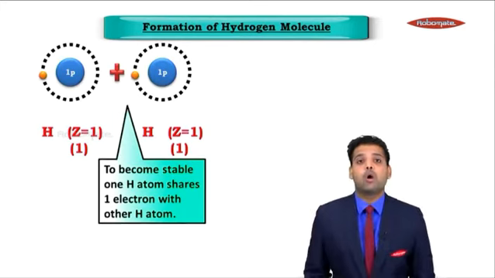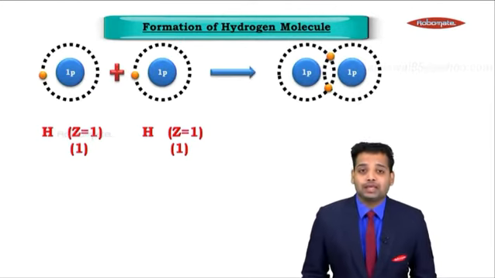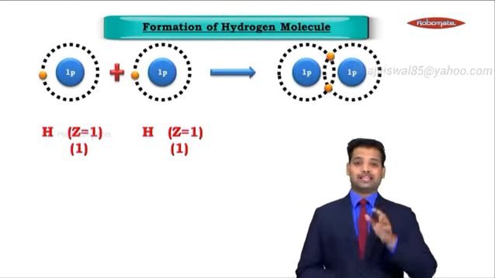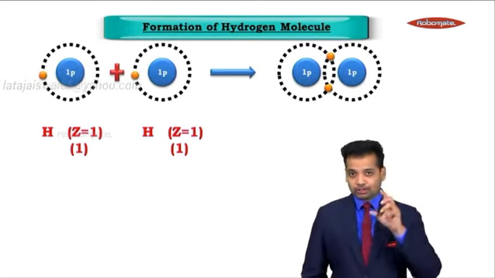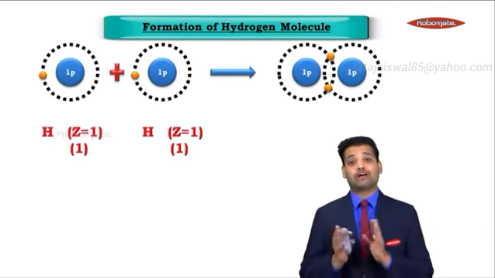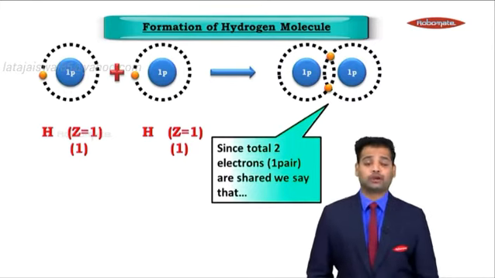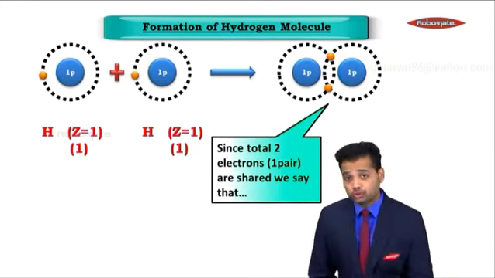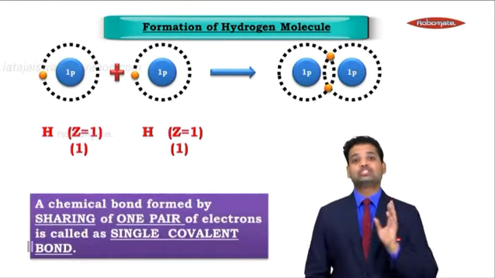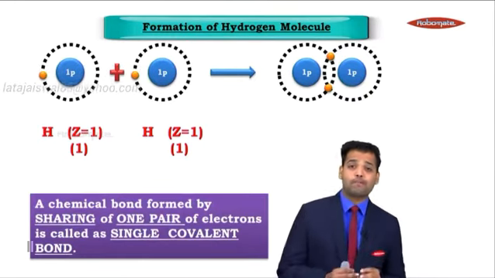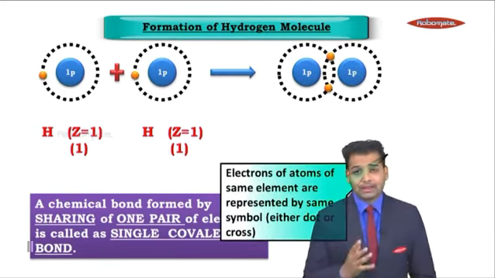To become stable, one hydrogen atom shares its 1 electron with another hydrogen, making something like this. You can clearly see that a hydrogen has shared its electron with another hydrogen. The electrons in the overlapped orbit are the electrons which belong to both atoms. Since a total of 2 electrons, or 1 pair of electrons, are shared, we say that there is a single covalent bond. So a chemical bond formed by the sharing of 1 pair of electrons is called a single covalent bond. Now how do I represent it?